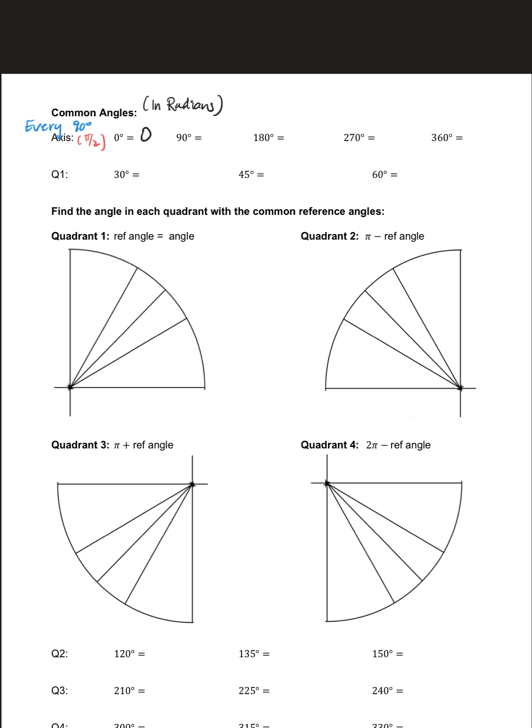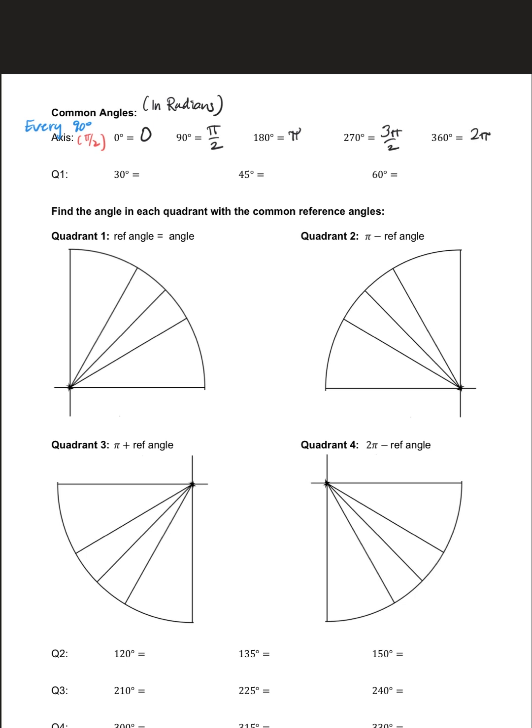90 degrees we know now is pi over 2. 180 degrees is pi. 270 degrees is 3 pi over 2 radians. And then 360 is 2 pi radians.